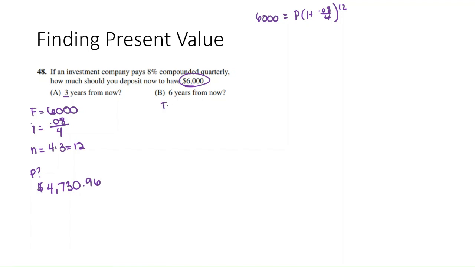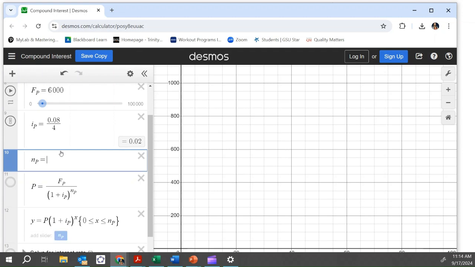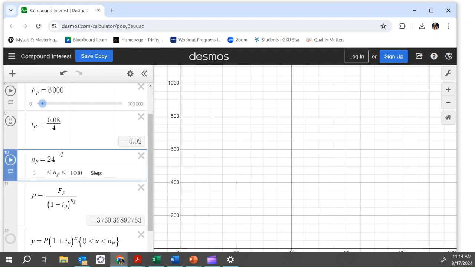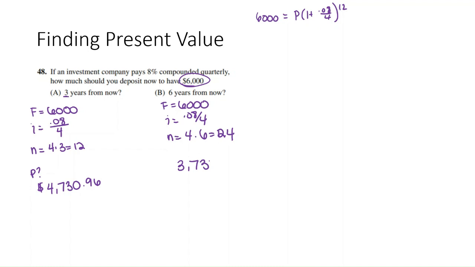If I have 6 years, I still want to reach $6,000. My interest rate is still 0.08 divided by 4 quarterly. That didn't change. It's just the number of times I got interest is now different. I'm getting that 4 times a year for 6 years, for now a total of 24 interest periods. So the only thing I'm changing in my calculator here is the number of periods, 24. And that would mean if I have 6 years to reach this goal, I would only need to invest currently $3,730.33.